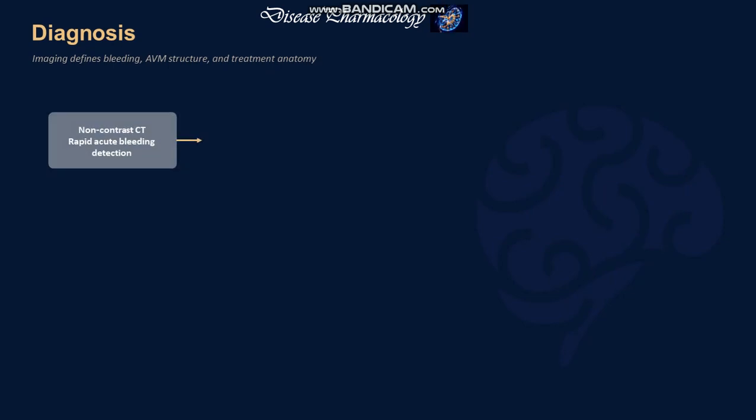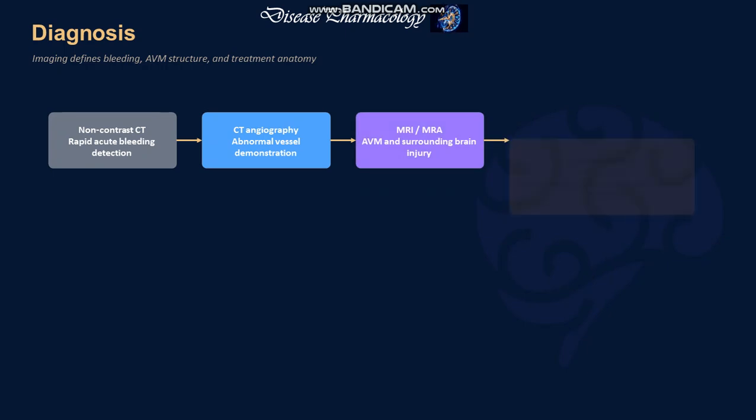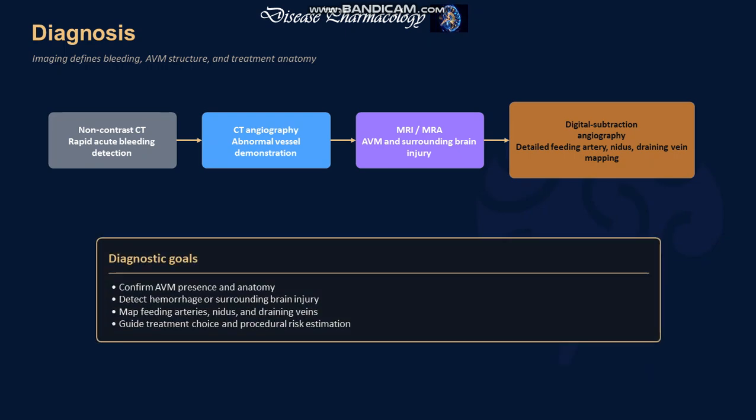Diagnosis is mostly imaging. The physician is going to do the imaging: non-contrast CT, CT angiography, MRI, and digital subtraction angiography. The diagnostic goal is to confirm AVM presence, detect hemorrhage, map feeding arteries, guide treatment choice, and estimate procedural risk.